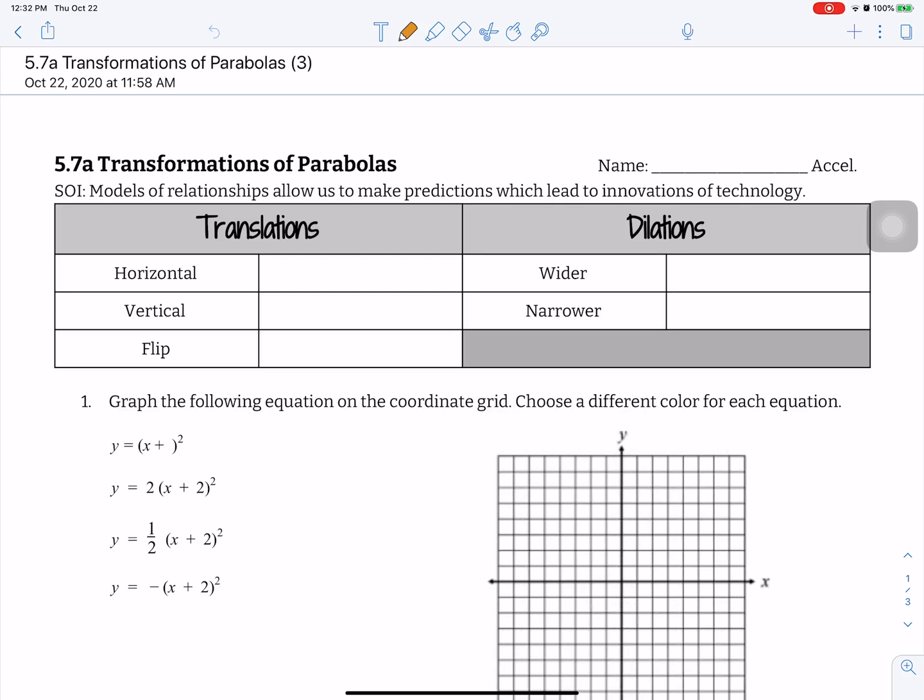Today we're looking at transforming our quadratic graphs. That means making them wider, making them narrower. We're still going to do a translation of flipping them, and we'll still be using the translations of moving left, moving right, moving up, and moving down.